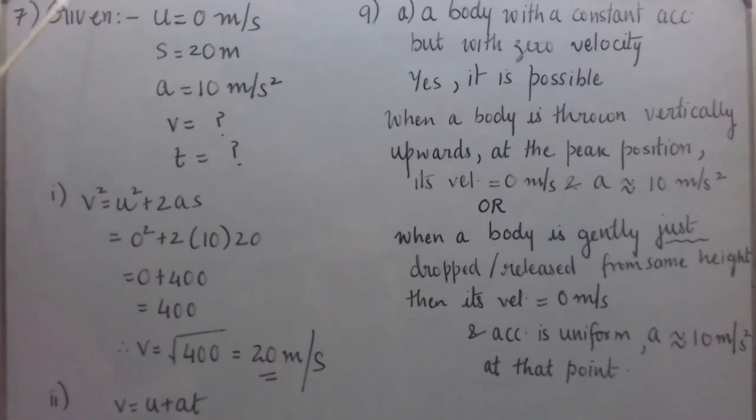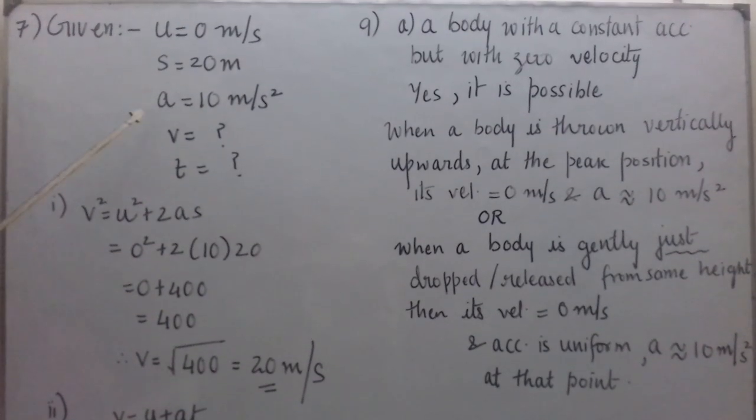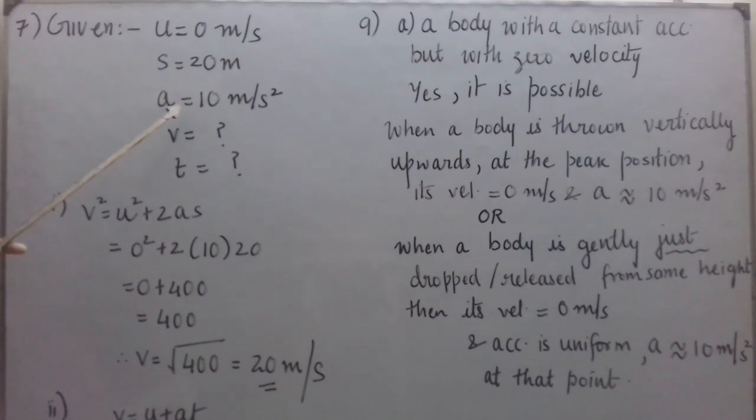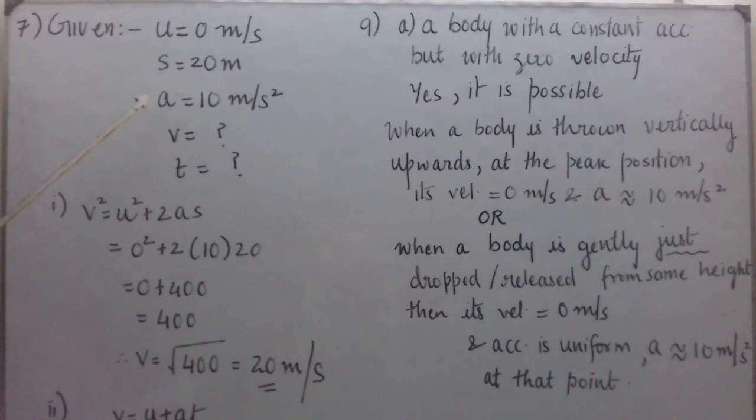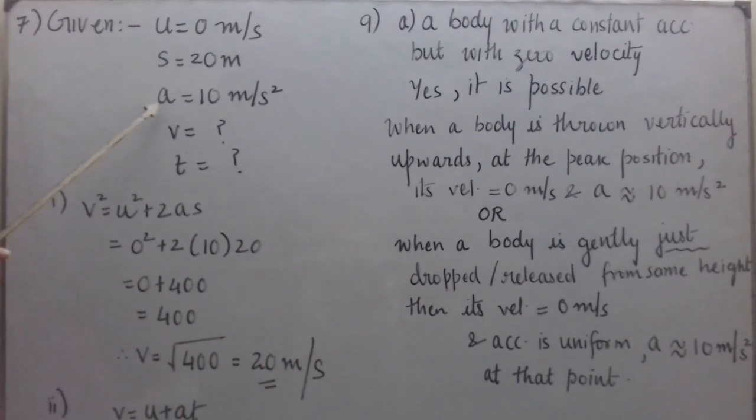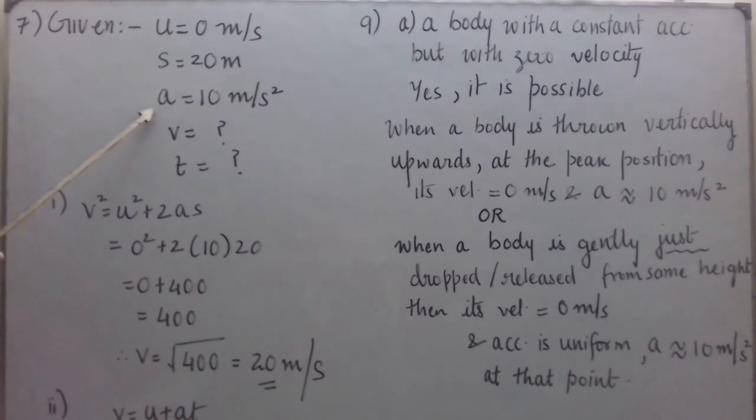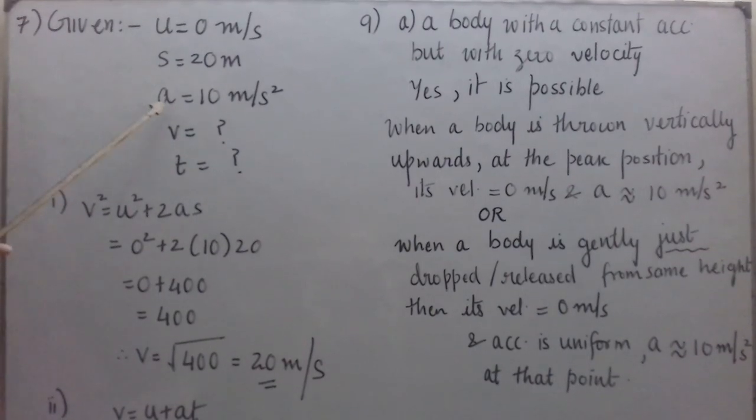We know that the ball is falling down and this acceleration is also in the downward direction, because remember, for a freely falling body, acceleration is always in the downward direction. So as the direction of motion and acceleration are in the same direction, this should be taken as positive only.